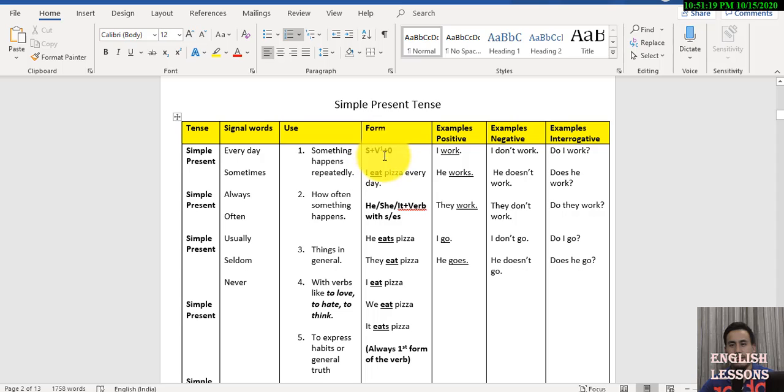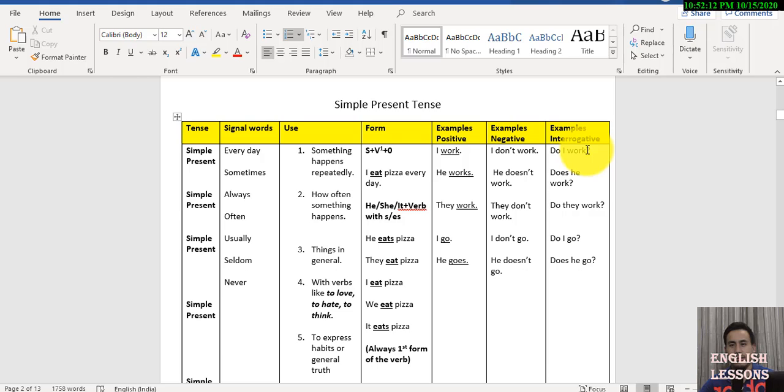So remember that. To make it easier, I have used here first form of the verb, second form of the verb, or third form of the verb. That's what I'll be using: V1 plus object, the object in the sentence. Let's look at the examples. Positive examples: I work every day, he works every day, they work every day. Negative examples: I don't work, he doesn't work, they don't work, I don't go, he doesn't go. Interrogative examples: do I work, does he work, do they work, do I go, does he go.